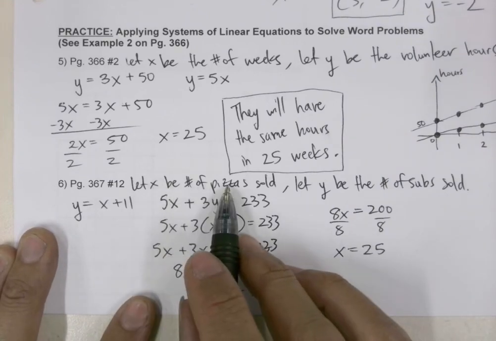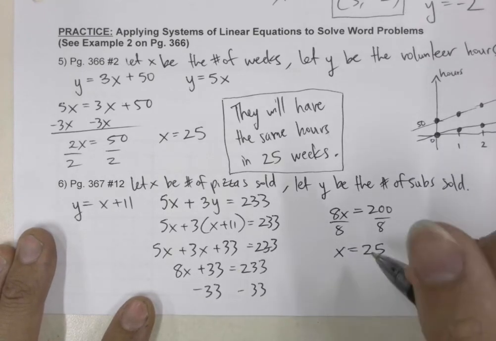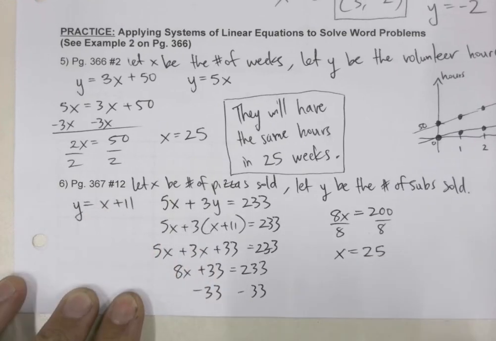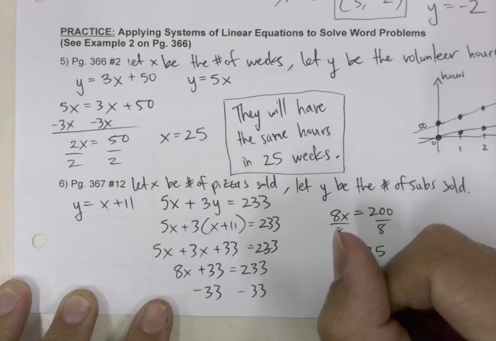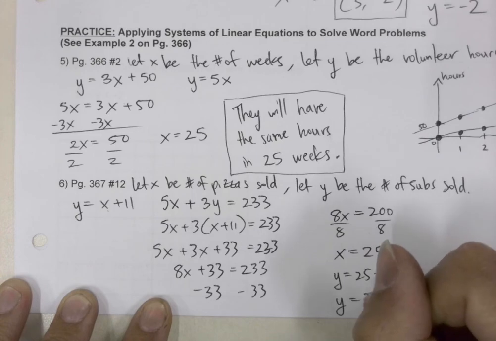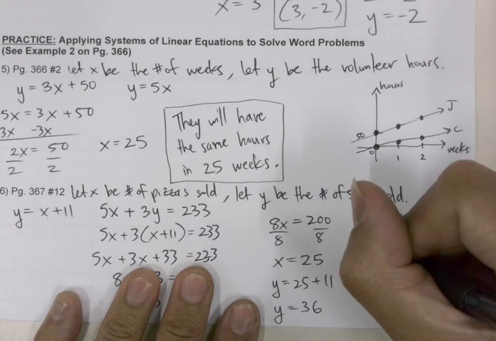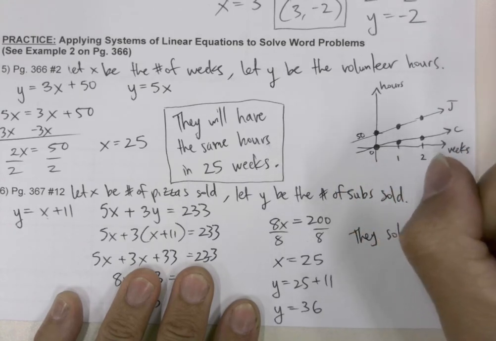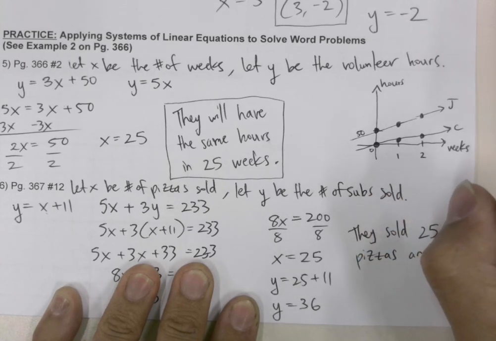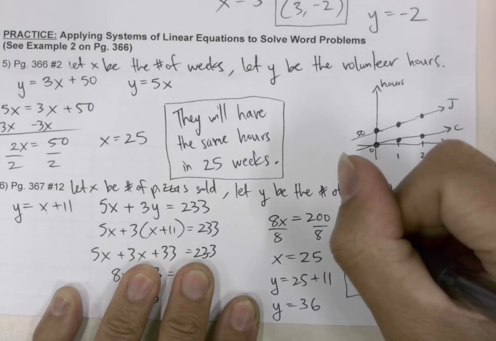All right, and what does that mean? That means we sold 25 pizzas. Okay, now we need to find how many subs we sold. So how can we do that? Well, we can take our value for x and substitute it into our first equation. So we get y is equal to 25 plus 11, so y is equal to 36. So what is our answer going to be? The answer is they sold 25 pizzas and 36 subs. Put a box around that.